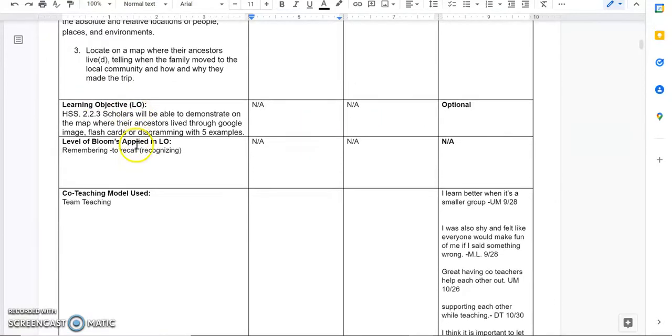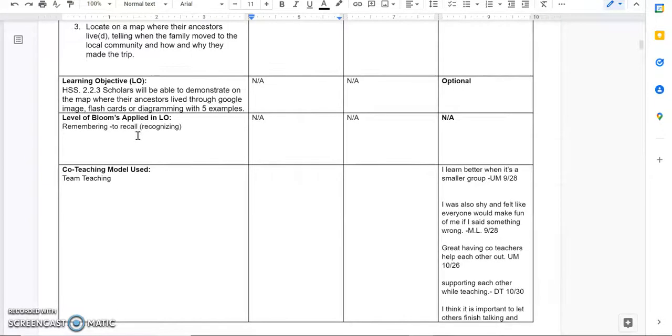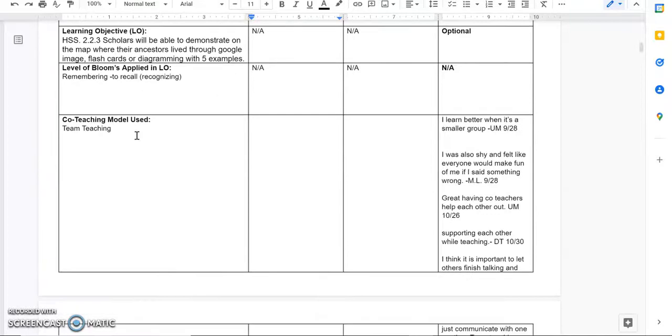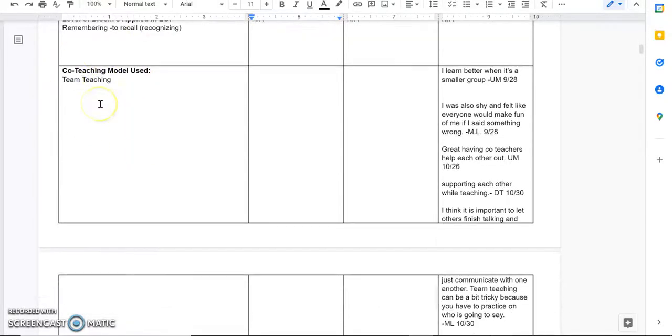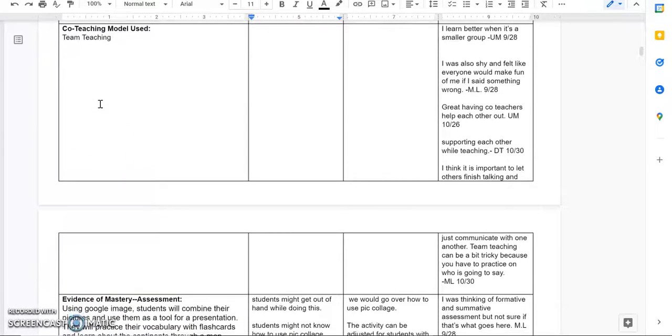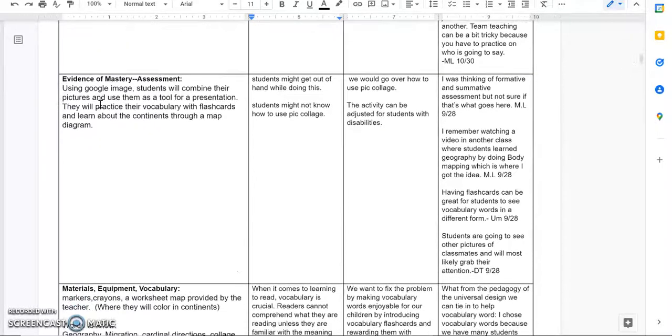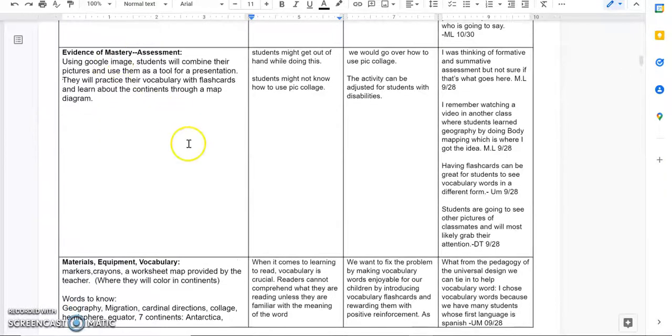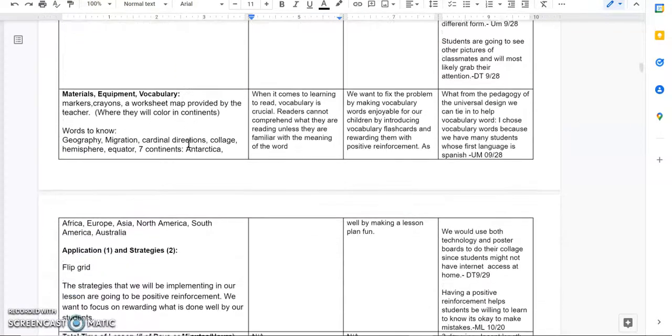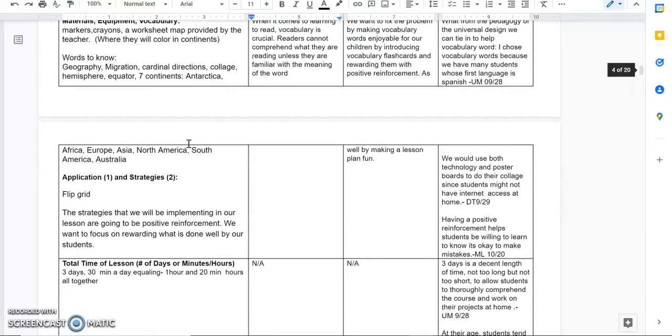So our learning objective is History Social Science 2.2.3. Scholars will be able to demonstrate on the map where their ancestors lived through Google image, flashcards, or diagramming with 5 examples. Our level of Bloom is remembering. We're doing team teaching. Our evidence of mastery is by using Google image, vocabulary flashcards, and a map diagram. These are the vocabulary words that students will go over.